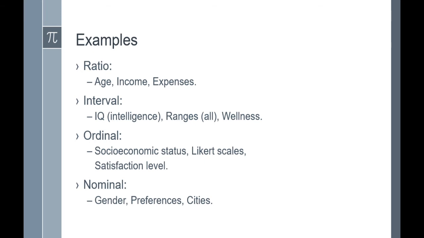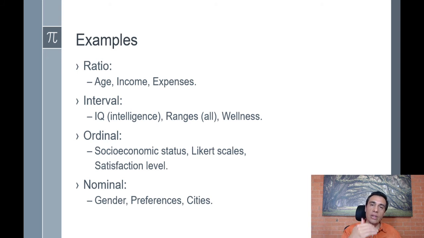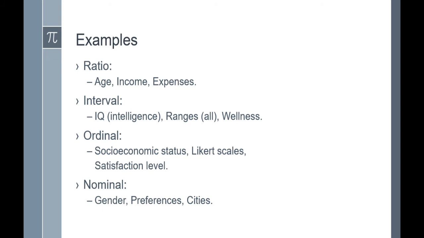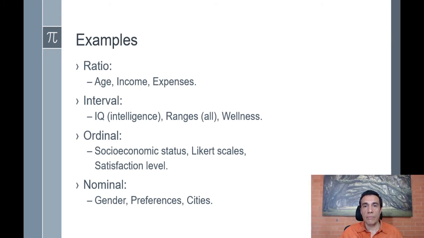Now, ordinal ones. In these ones, you can only rank them. You can only put an order to them, like socio-economic status. All Likert scales, all of them are ordinal. Satisfaction levels, also. By the end, nominal ones. Well, gender, yes, of course. Preferences. Cities, you can only label them, obviously countries, a lot of geographic attributes, okay? So then we have right here 4 different examples that you can be using.